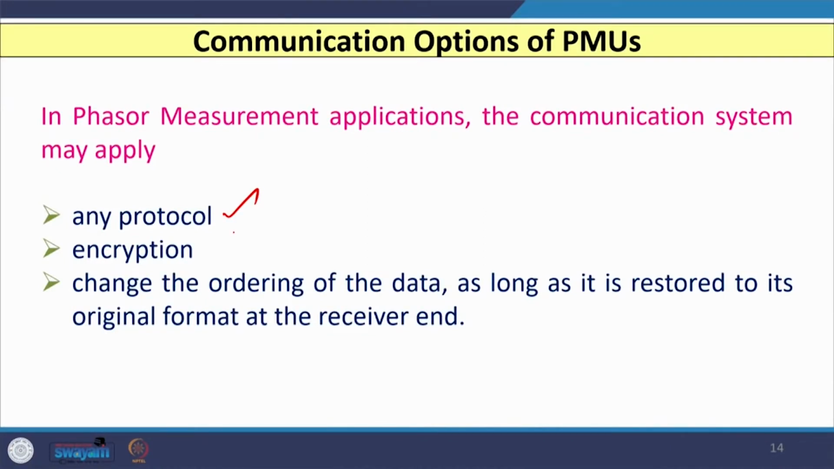Any protocol can be used, any type of encryption can also be used, and any change in the ordering of the data is also possible, as long as it is restored in the original format when it is received at the particular end. So, any protocol, any type of encryption, and any change in data ordering is possible, but when this data is received, it will be received in the original format as it was transmitted by the particular transmitter.